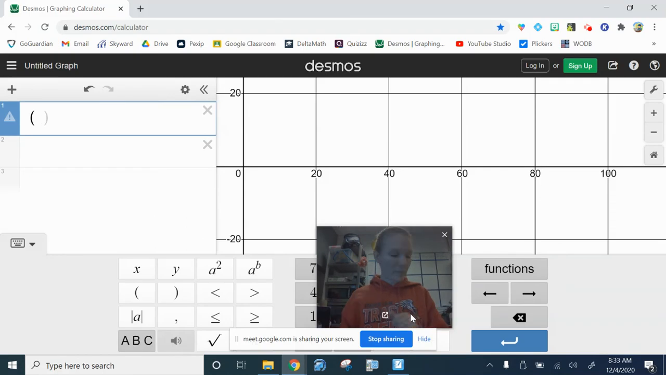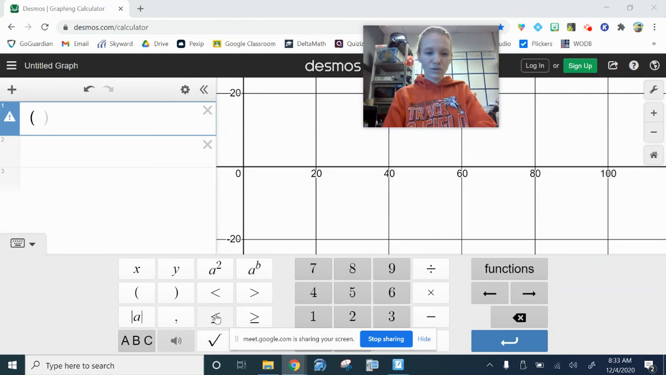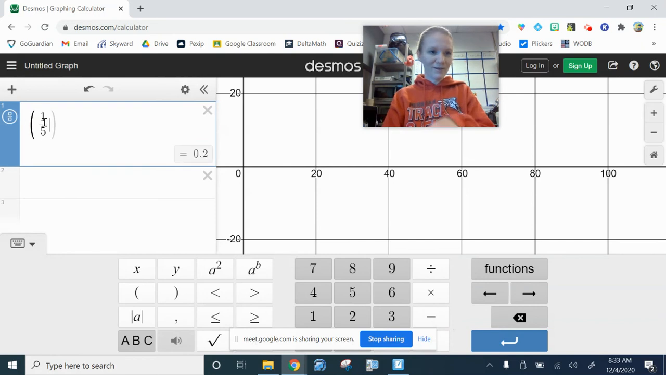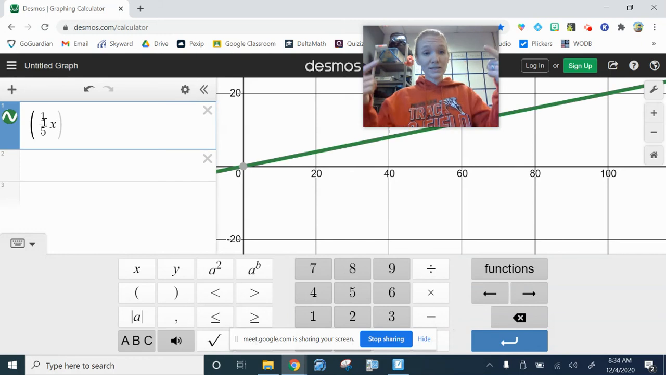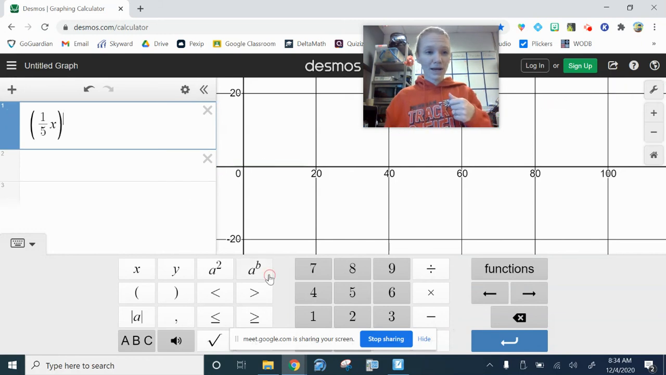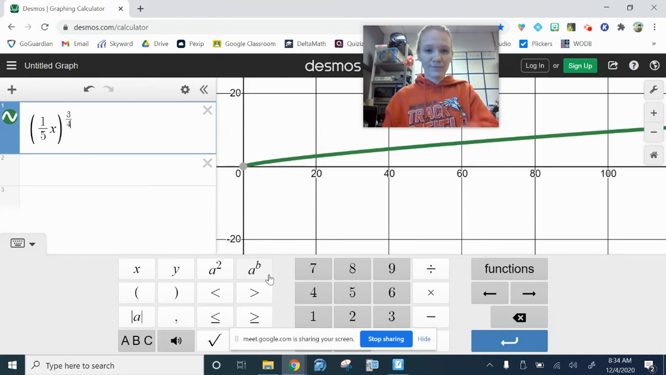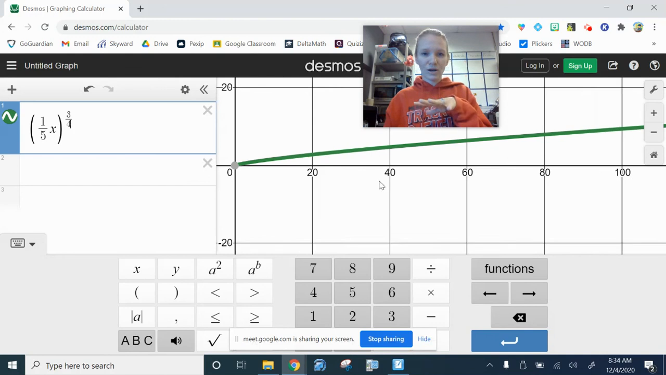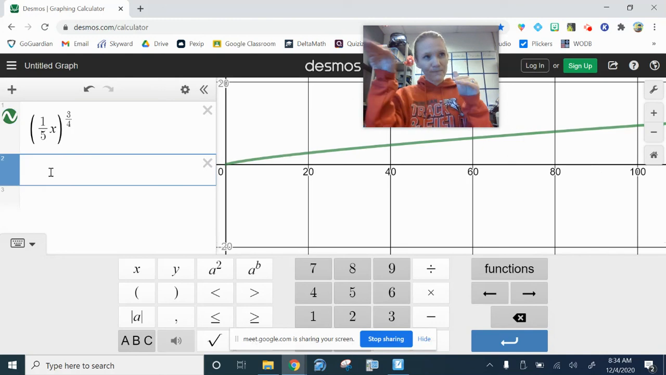In parentheses, I'm going to put 1/5, so 1 divided by 5. Oops, it would help if I typed in here. 1 divided by 5, 1/5 x. And then I need to raise it to, so I'm going to use my AB button again, 3 divided by 4. So I get this really low-key, slow slope to that graph.